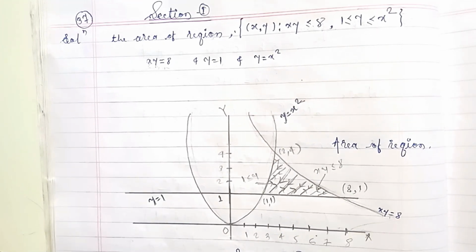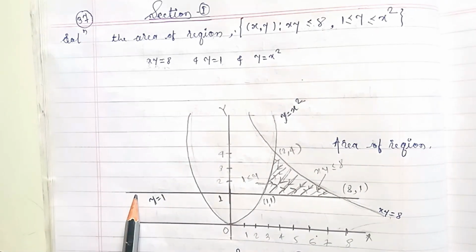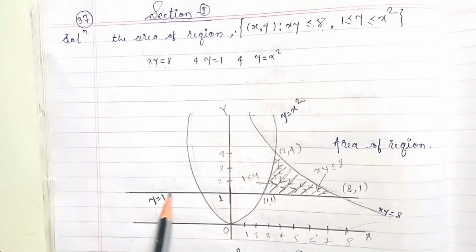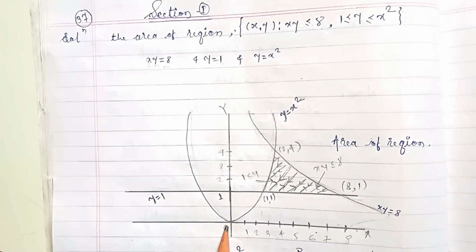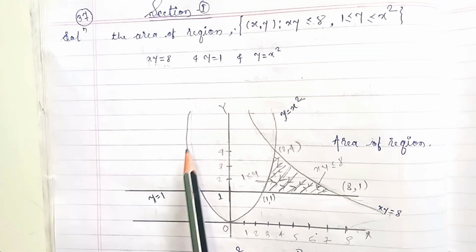Okay, and another equation, y equal to 1, which is a straight line here, parallel to the x-axis. This is y equal to 1. Origin is here, x-axis is here, and y-axis is here. And the equation y equal to x square is the curve here.